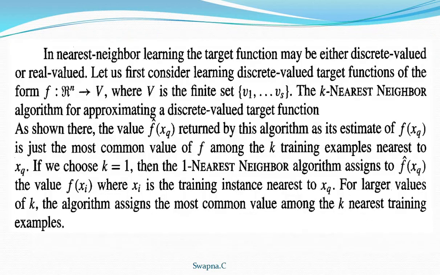The formula is shown like this, and it depends on K. What does K mean? It is the number of nearby training examples you need to consider to classify the new instance. That is the K value. If K is 1, we say it is the 1 nearest neighbor algorithm. If K is 5, we say it is the 5 nearest neighbor algorithm.